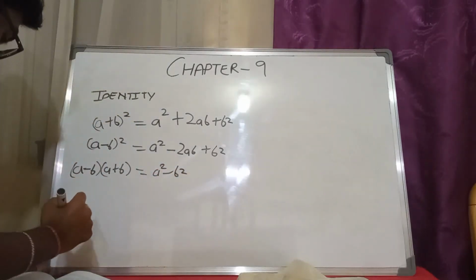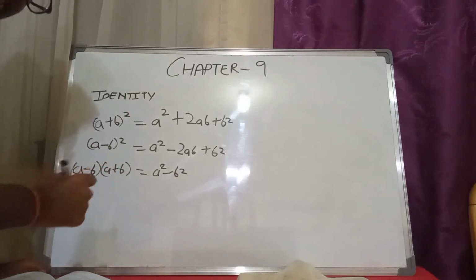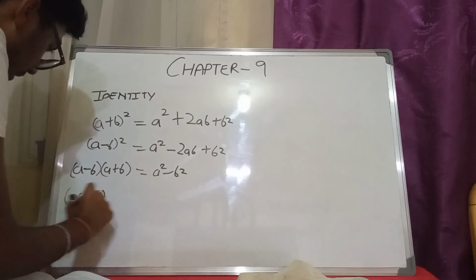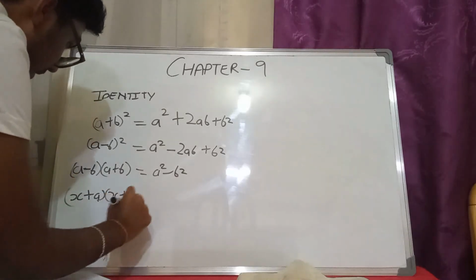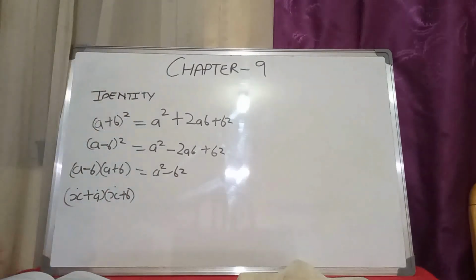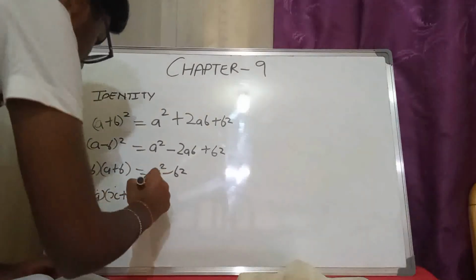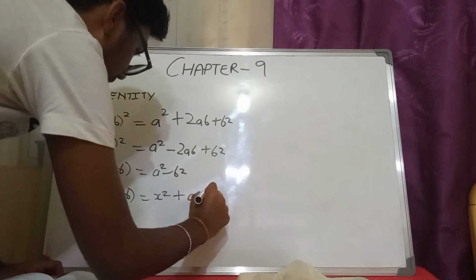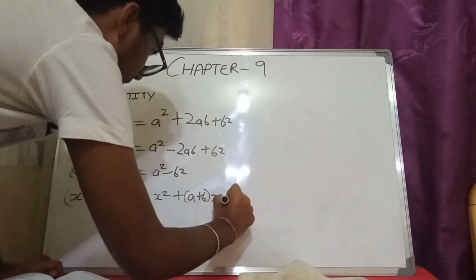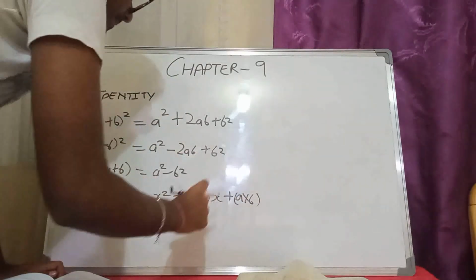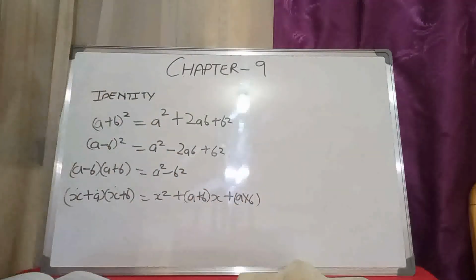And here is another useful one. It is not a standard identity, but it is a very useful one, that is (x + a)(x + b). Here x will be the variable and a and b will be the given constants, equals x square plus (a + b) into x plus a into b. So it is x square plus (a + b)x plus ab. So these are the four identities given for this year.